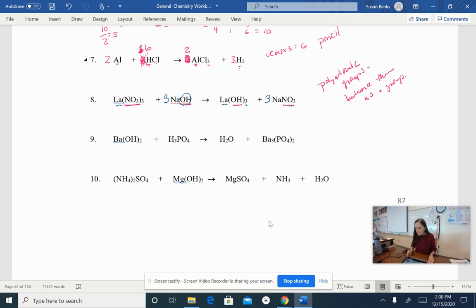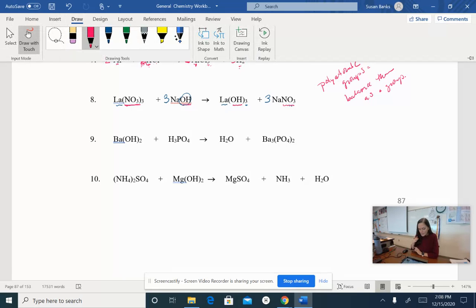All right, Gen Chem, we are going to continue on our balancing equations. I'm sorry, my computer kind of quit on me there. So we had just finished number 8, I believe. So let's go on to number 10, or number 9.